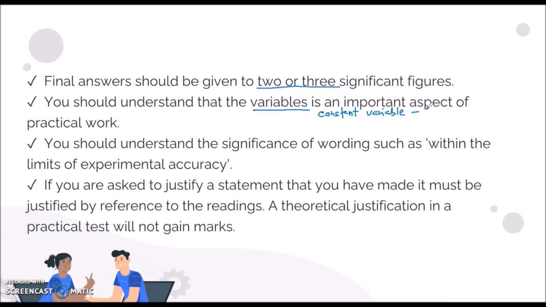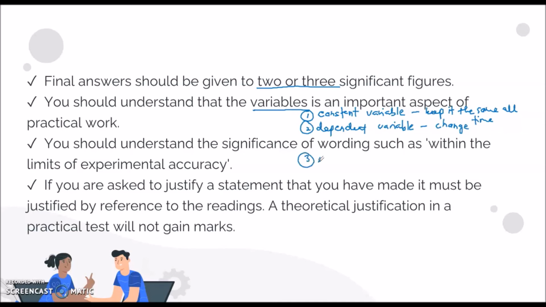The constant variable is the variable that we keep constant all the time. We didn't change it at all. We keep it the same all the time. Number 1 is constant. Number 2 is the dependent variable. The dependent variable is the one that changes, the one that depends on the other variable to change.